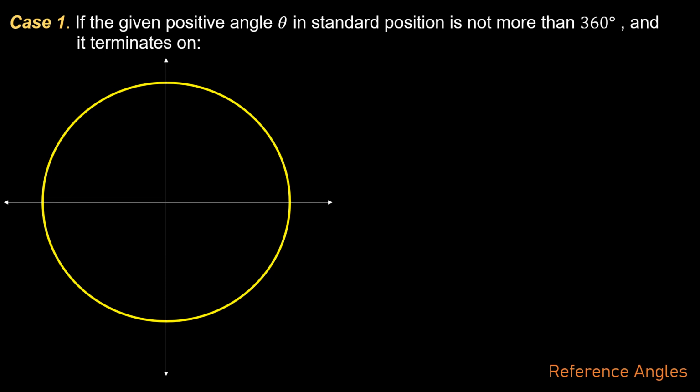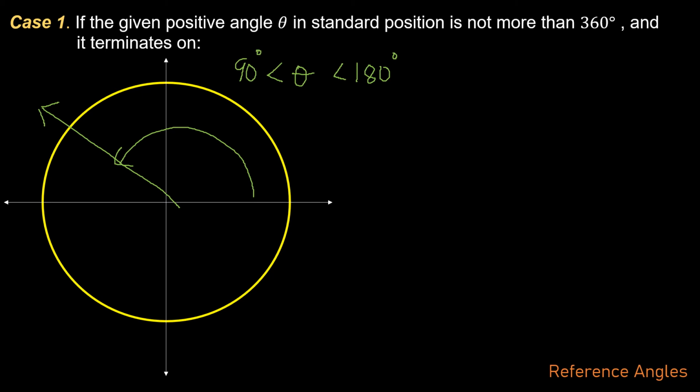When the angle terminates in quadrant 2, so nandito na yung angle, let's say nag-move siya ng ganyan, nandito na siya, makikita natin na it's more than 90 degrees but it is less than 180 degrees. That is found on quadrant 2. Okay? Kasi lalampasan mo ang 90 pero hindi ka makakalampas sa 180.